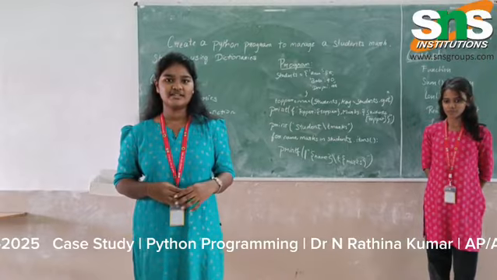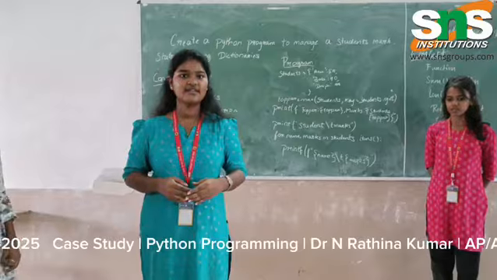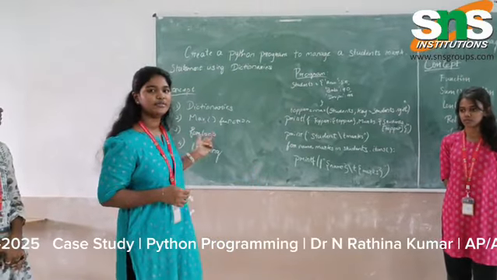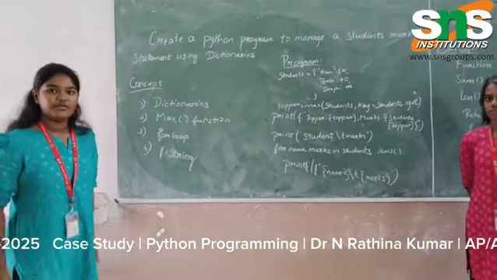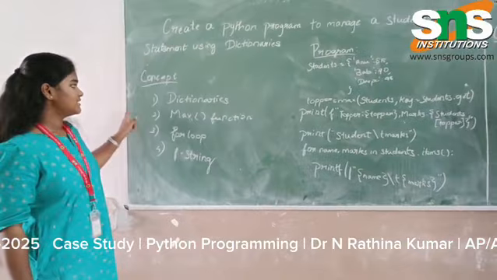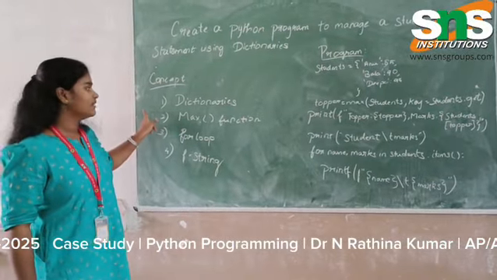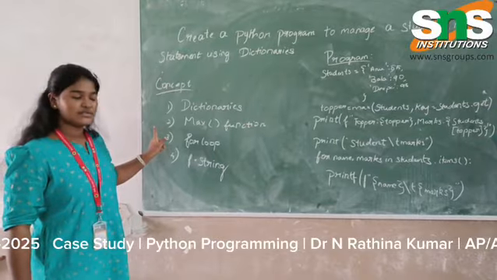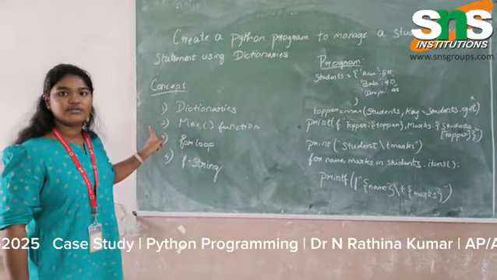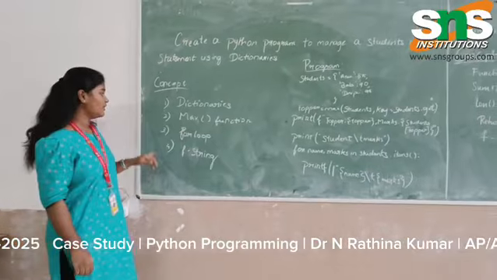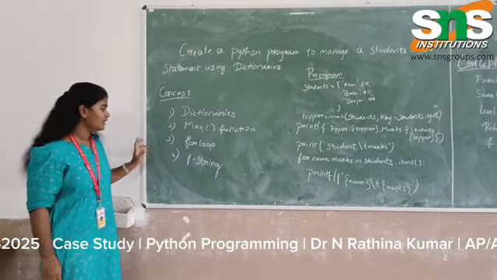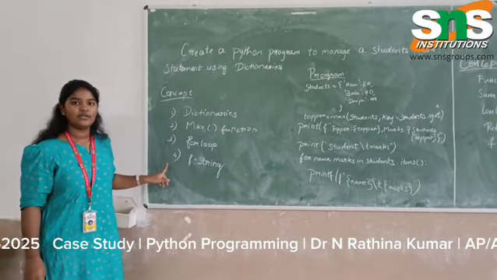Hi everyone, I am Aisha, studying second year AADS B class. Now I am going to explain the concept and program. In this program, we have used four main Python concepts. Dictionary, which stores the data in keys and values. The max function is used to print the highest value. The for loop is used to print the data one by one. Strings are used to print the output neatly.